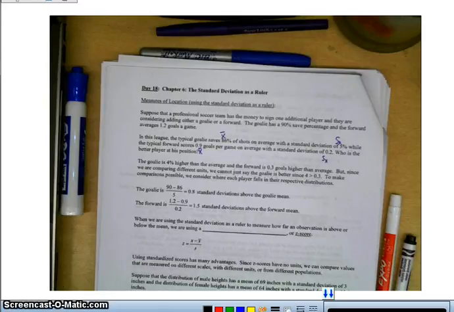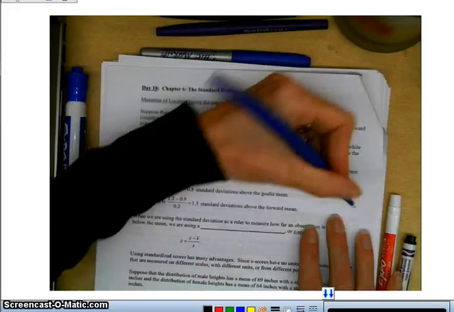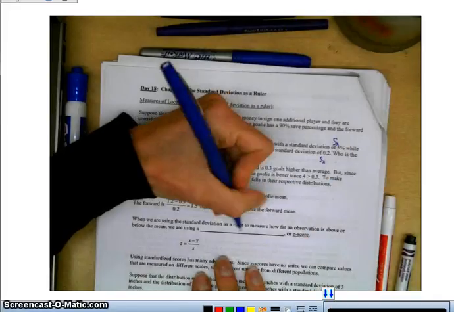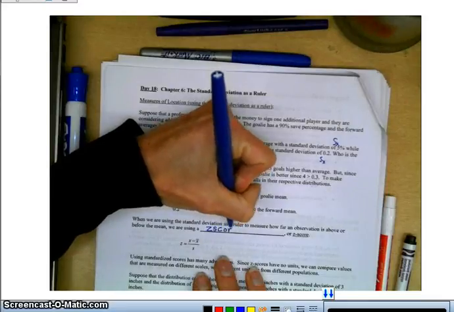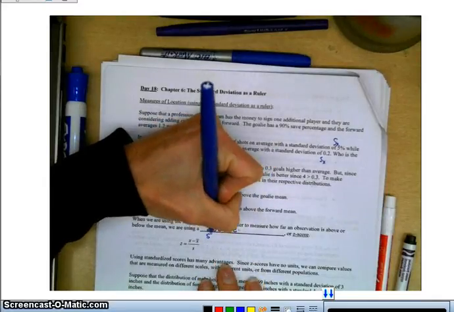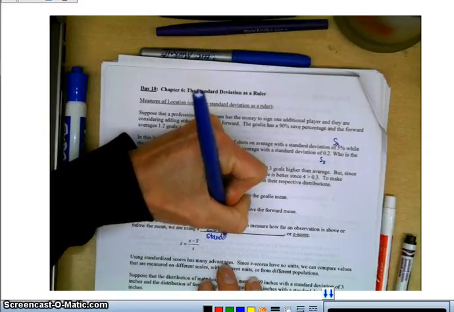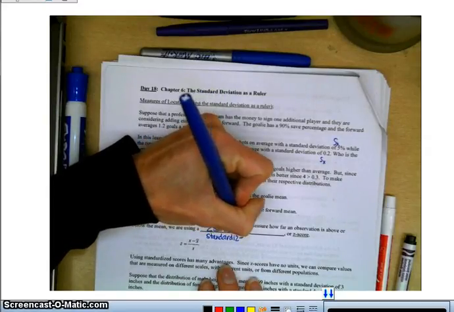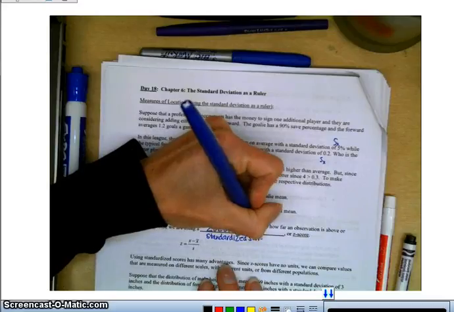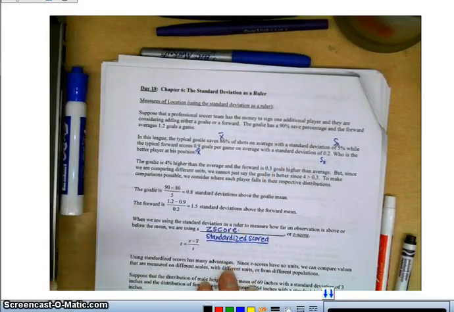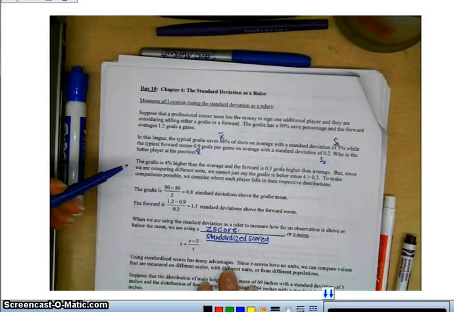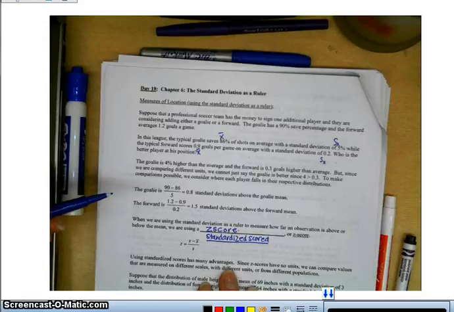So what we're going to do is standardize their score. And we're going to be calculating something called a z-score, which is actually a standardized score. So we're computing their standardized score. We're making it so that it basically has no units, because the goalie's is percent of shots saved and the forward's is goals per game. They're two completely different measures.